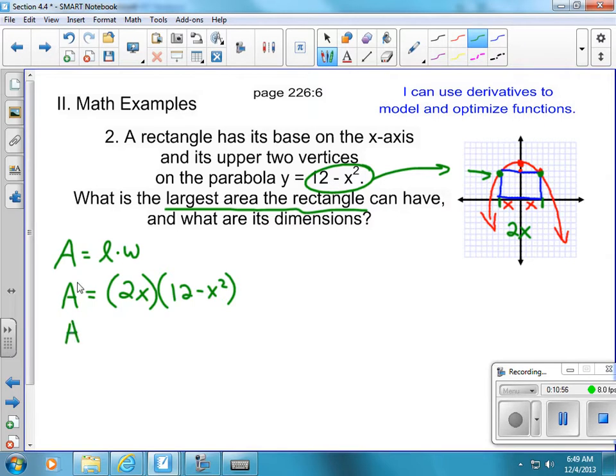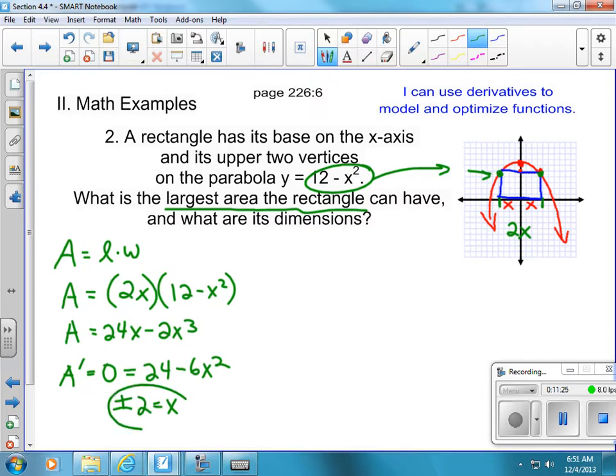Okay, let's multiply these together, take the derivative, set it equal to 0. If you multiply these together, you get 24x minus 2x cubed. Take the derivative, set it equal to 0. The derivative is 24 minus 6x squared. If you calculate this, what are the x's? The x's are plus or minus 2. All right? Next, you have to go back and see, do those make any sense?